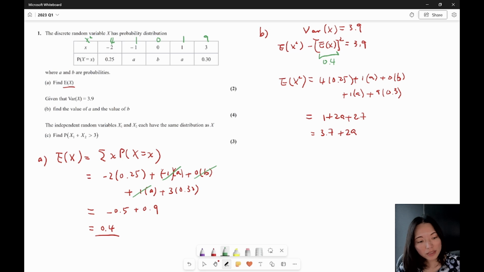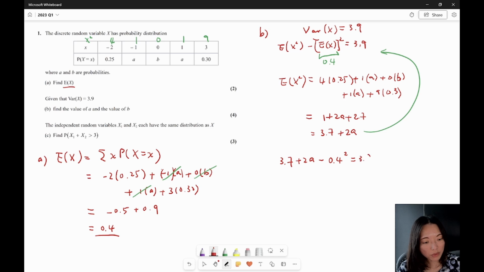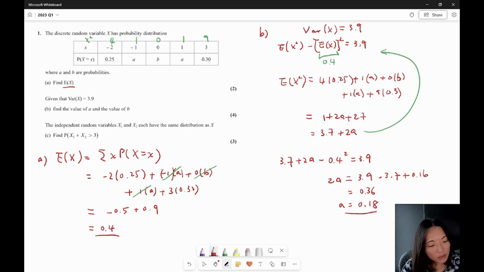Now putting this back into this equation, let's see what we get. Expectation of x squared, so 3.7 plus 2a minus 0.4, remember the square there, equals 3.9. So I get 2a equals 3.9 minus 3.7 plus 0.16. What do I get? So 0.36, so a equals 0.18. That's our answer.